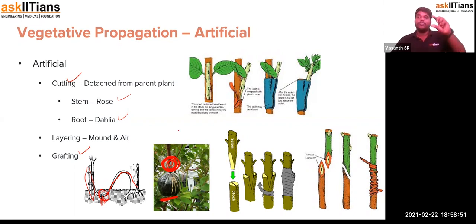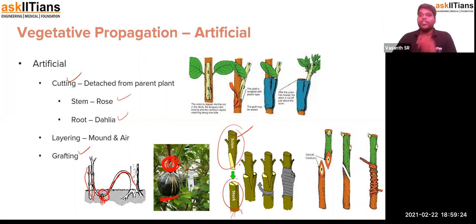One is the plant from which it is taken, and the plant which the taken plant is going to be implemented with. The plant from which it is taken, the one which is going to be planted upon, is called the scion, and the plant which the scion is going to be connected with is called the stalk. So the stalk will contain the root part, and the scion will contain the stem part.